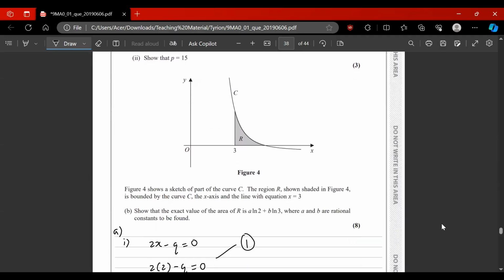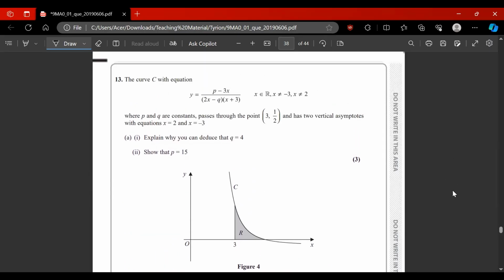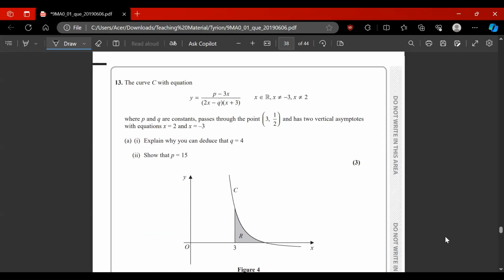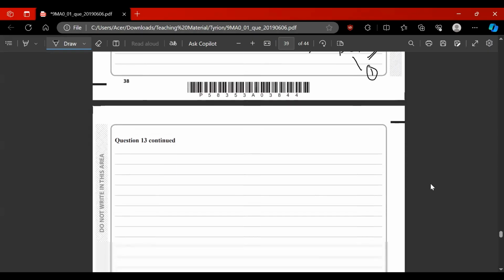So the figure 4 shows a sketch of part of the curve C. The region R shown shaded in figure 4 is bounded by the curve, the x-axis, and the line with equation x equals 3. Show that the exact value of the area of R is A ln 2 plus B ln 3, where A and B are rational constants to be found. Okay, so obviously in order to find the area, we need to first integrate the curve. And you can see from this equation, we'll need to first split this into partial fractions before we perform integration. So let's do that over here.